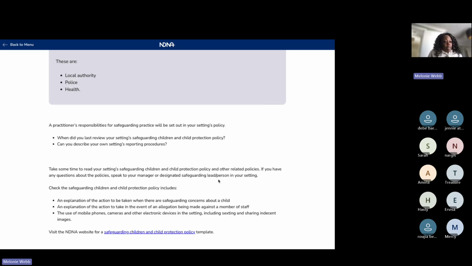Take some time to read the setting safeguarding and child protection policy. And if you have any questions, please come and ask me or send me a message. We can have group discussions. We can put messages on Famly.